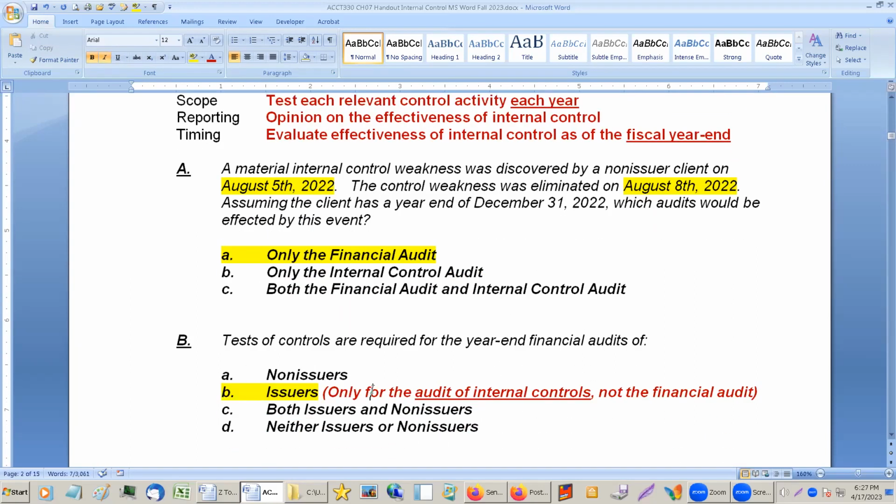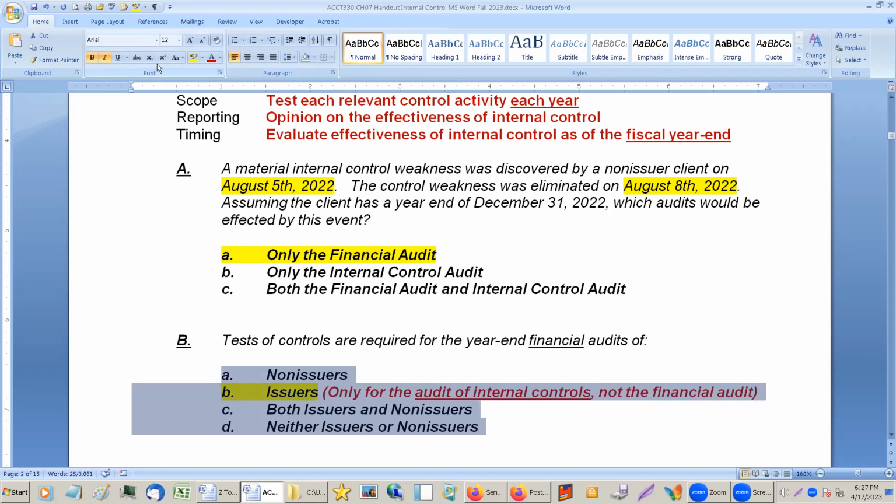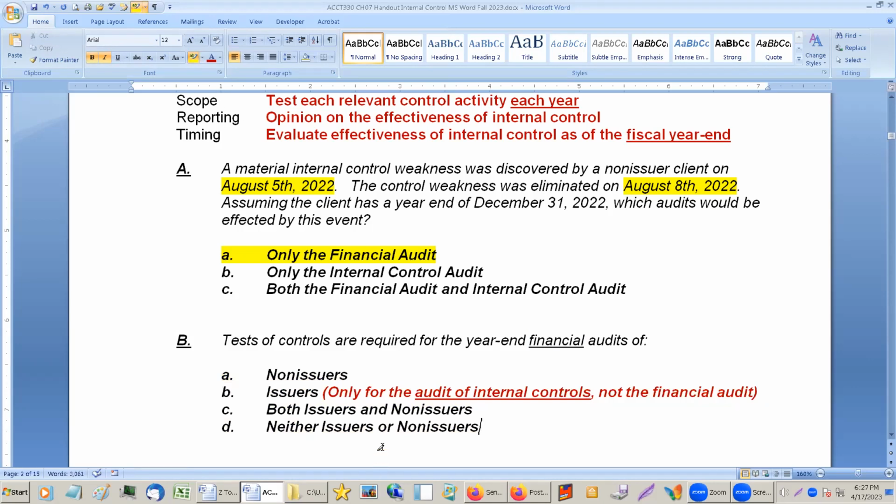So while it's not needed for, oh wait, you're right. You're absolutely right. I misread the question. Take this back. Oops, I made it worse. Okay, you're absolutely right. Neither. This says financial audits. I'm sorry. Who wrote this thing anyway?